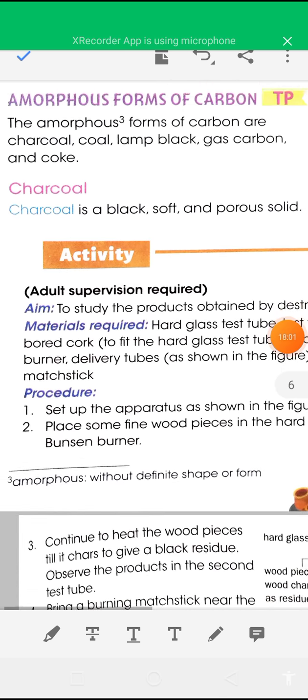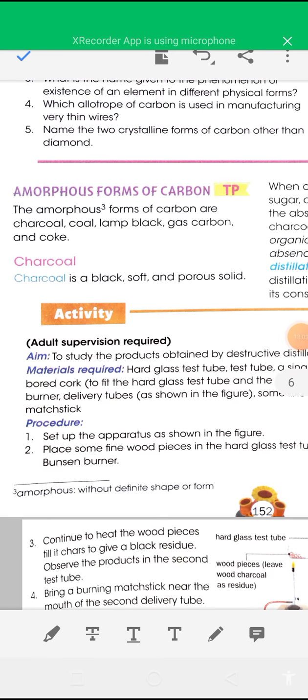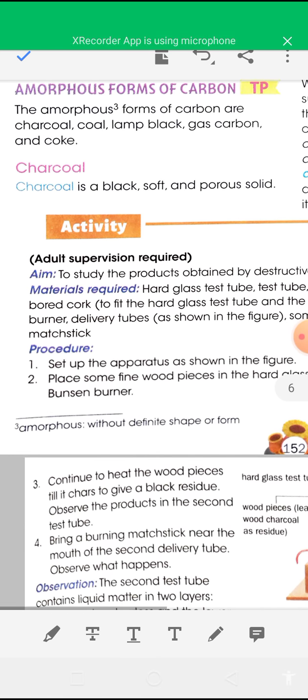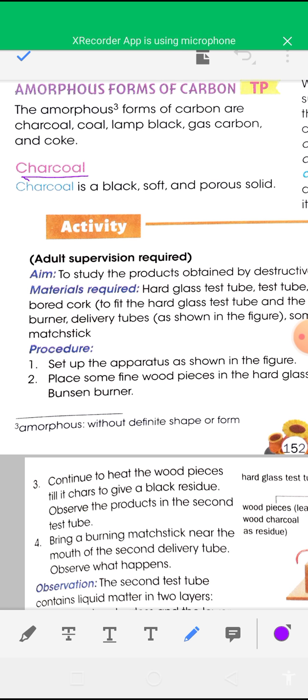Okay, now the amorphous forms of carbon, that is charcoal, coal, lamp black, gas carbon, and coke. So the first amorphous form of carbon is charcoal. Charcoal is a black, soft and porous solid.